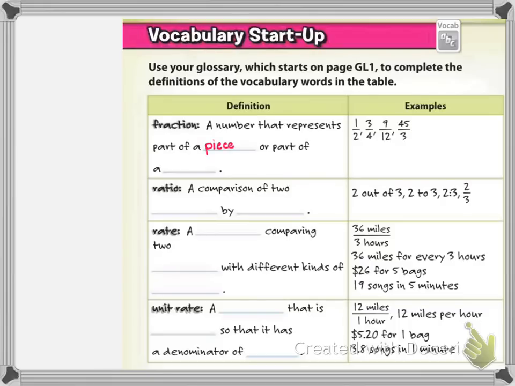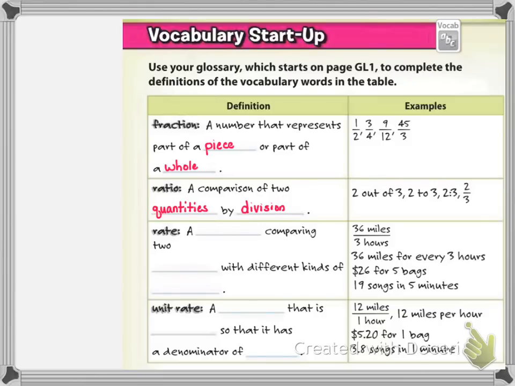So the first thing we're going to do is go ahead and fill in our blanks. A fraction means a number that represents part of a piece or part of a whole. A ratio, this was from our previous lesson. A ratio is a comparison of two numbers by division. And really we should probably use the word quantities where numbers is. So you can see that I made that correction there.